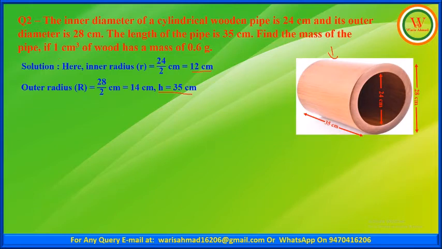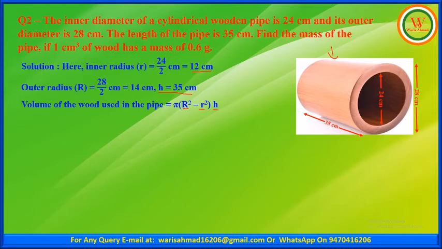After that, to find the mass of this pipe, first of all we have to find out the volume of this cylindrical pipe. Since this is the hollow cylinder, hence we have to use the formula pi under bracket capital R square minus small r square into h to find the volume of this hollow cylindrical pipe. So here we can write volume of wood used in this pipe will be equal to pi under bracket capital R square minus small r square. Here capital R is representing the outer radius, while the small r is representing the inner radius, and h is the length of the pipe, or you can say height of the pipe.